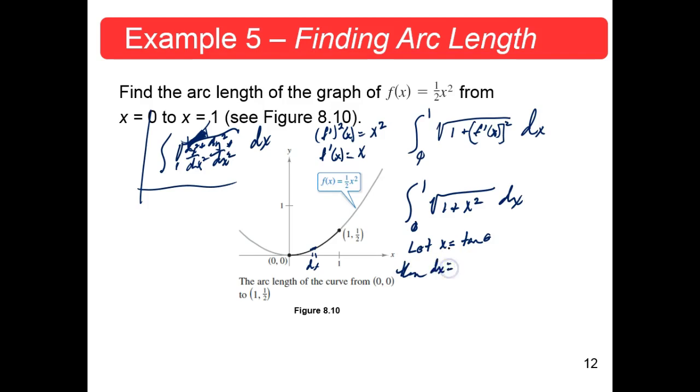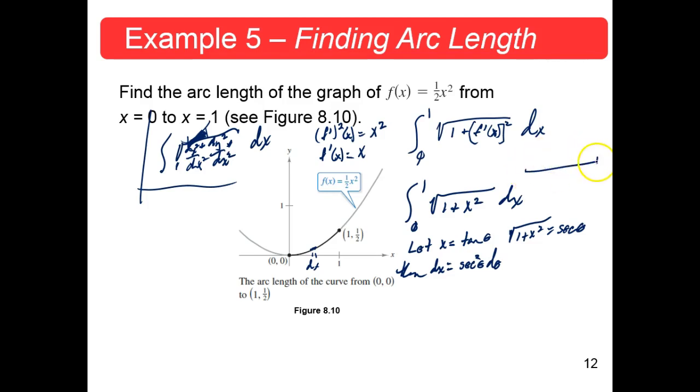dx is equal to secant squared theta d theta. Okay. And if you carry this on through, 1 plus tangent squared, right, would be secant squared. Square root of that would be secant. So this radical here of 1 plus x squared would be secant theta. Okay?